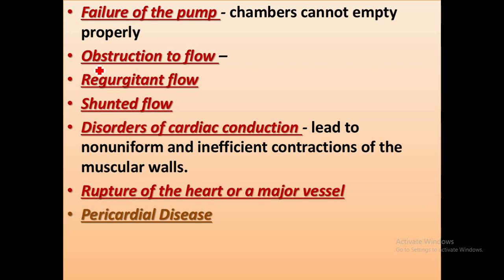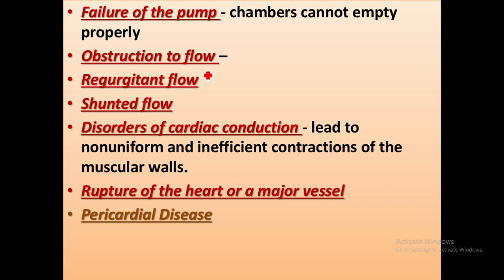Now the second category is obstruction to the flow. For example, in case of atherosclerotic plaque, which will narrow the lumen of the blood vessel, or there is stenosis of any valve, like mitral stenosis. Stenosis is the narrowing of the heart valve.